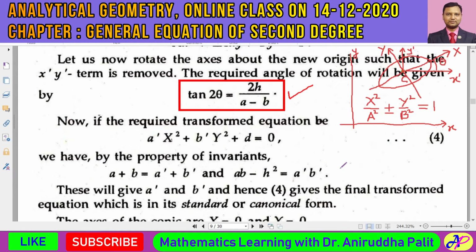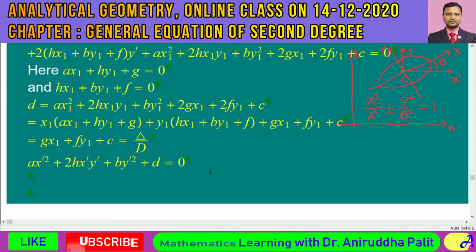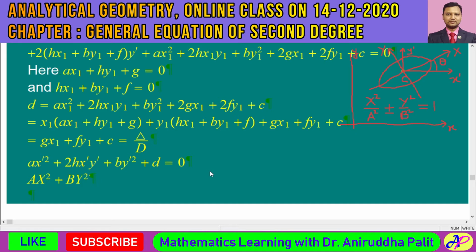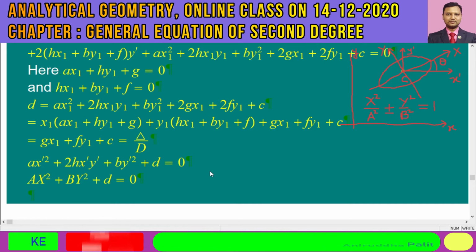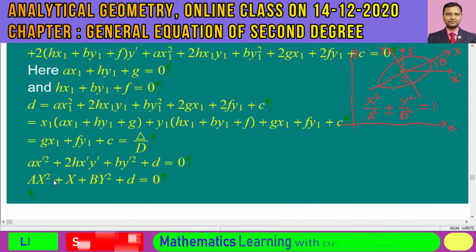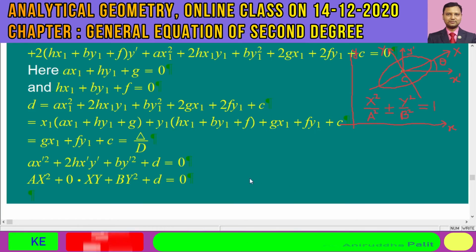So over here, in this result, our target is to convert this equation into a x square plus b y square plus d, because we know that after rotation the constant term does not change. The theory of invariants says that c is equal to c prime. That means the constant term does not change. So what we can say is that we do not actually have any xy related term, or we can say that the coefficient of the xy related term is equal to 0. So 0 into xy. Okay.